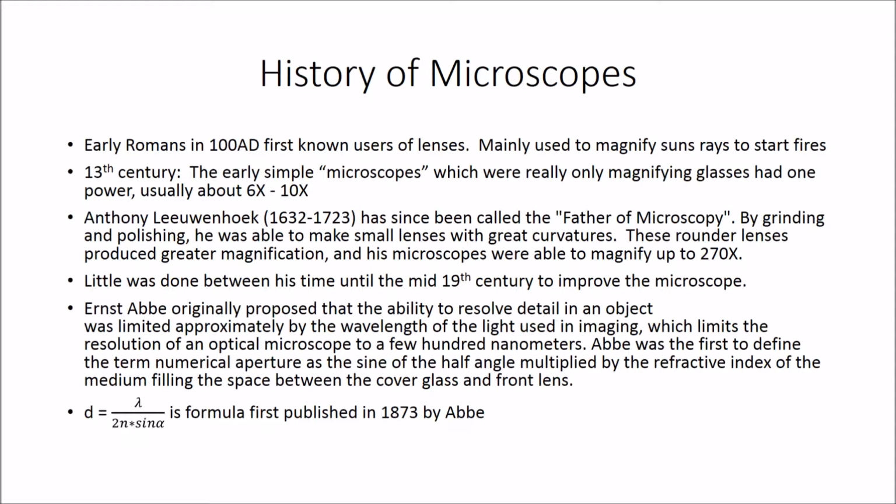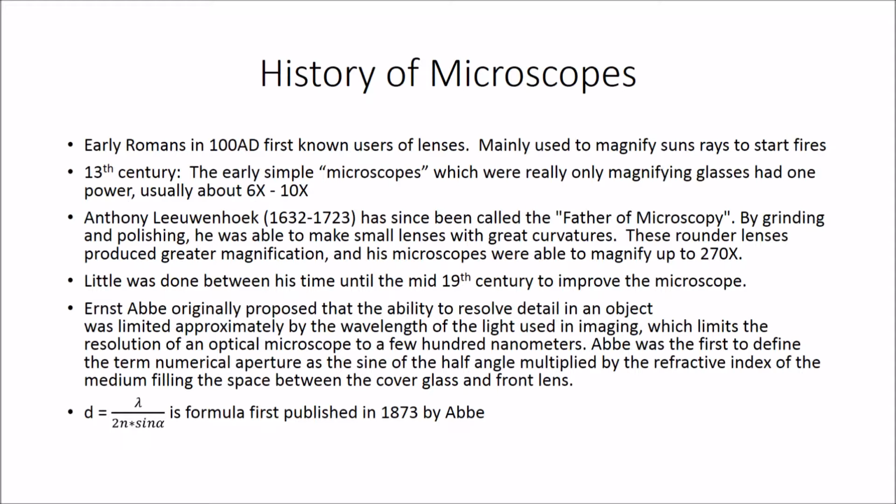Dutchman Anthony Leeuwenhoek has since been called the father of microscopy, and he found that by grinding and polishing he was able to make small lenses with great curvatures, and these rounder lenses produced greater magnification than ever before, and his microscopes were able to magnify up to 270 times. Little was done between his time and the mid-19th century to improve the microscope.